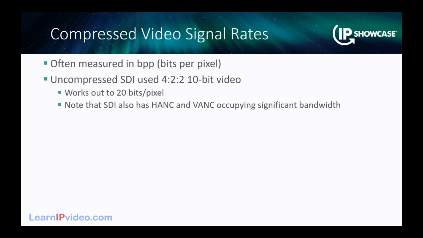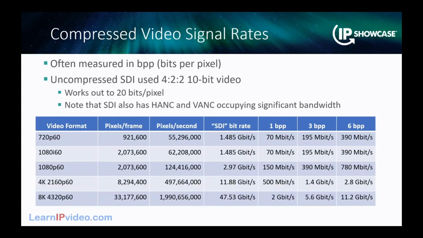We often measure lossless compression in terms of bits per pixel. What you have to remember is that SDI using 422 10-bit works out to 20 bits for each pixel that you're carrying. And if you're doing 1 bit per pixel, that means you're reducing your signal rate by a factor of 20. If you're using 3, then you're reducing it by a factor of about 7.